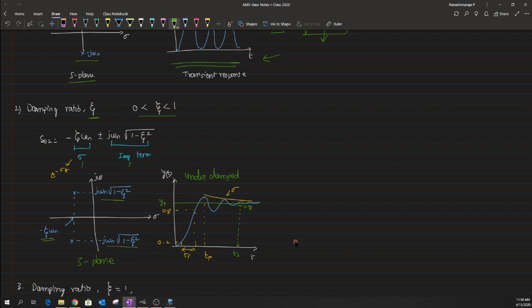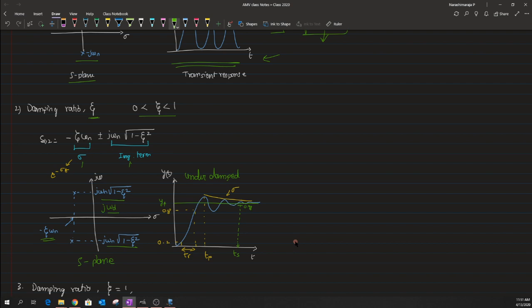And in general one could write this imaginary part as j omega d, just a short form of omega n into square root of 1 minus zeta square, which is written as omega d. Otherwise this does not have any real meaning in it.